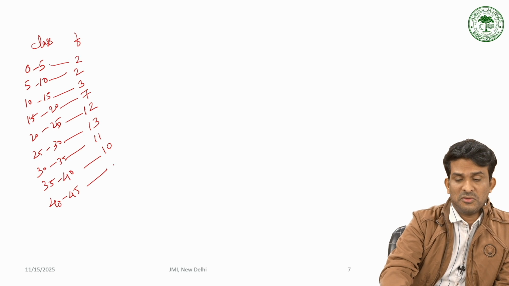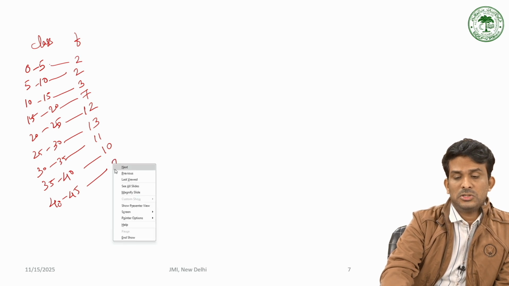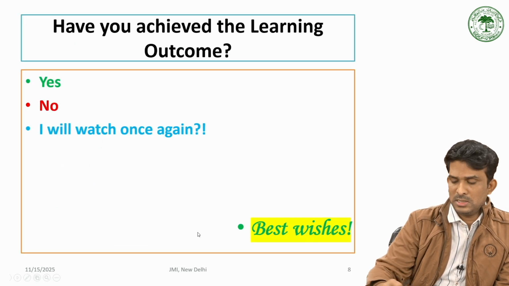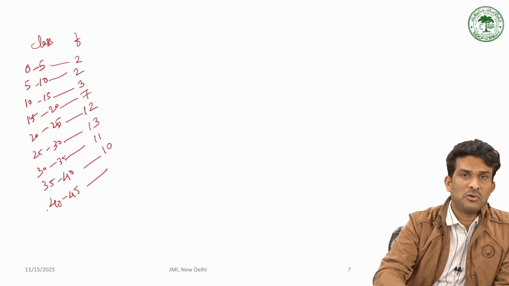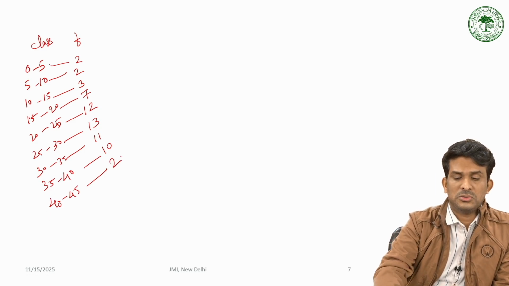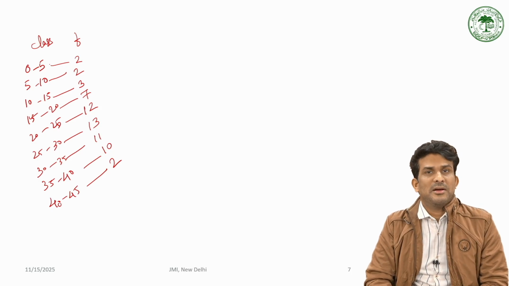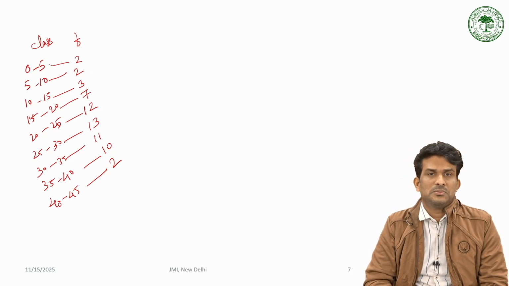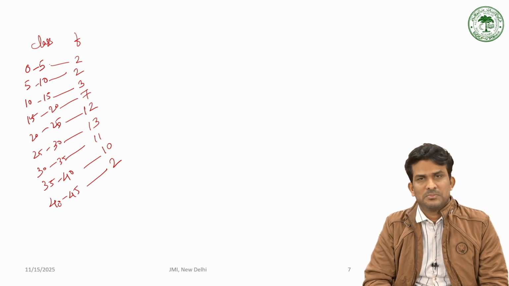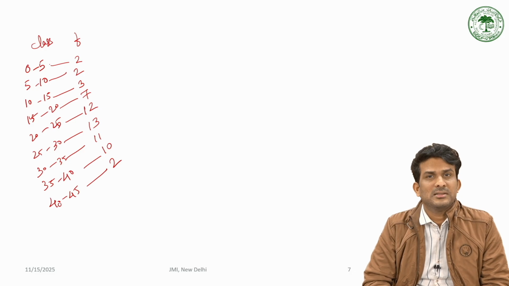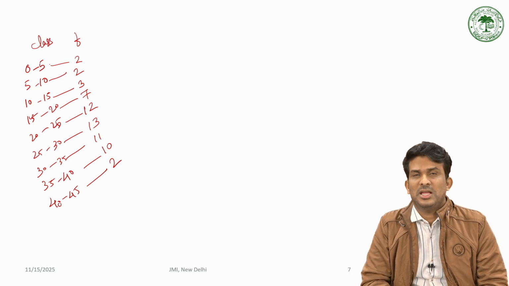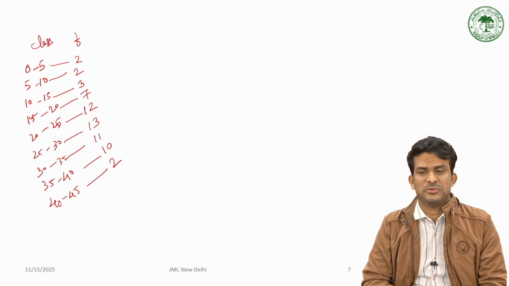And for 40 to 45, I got 2. This is the table I have given to work out. What do you do? See, write the formula first. Then you decide what are the terms you have to trace up.